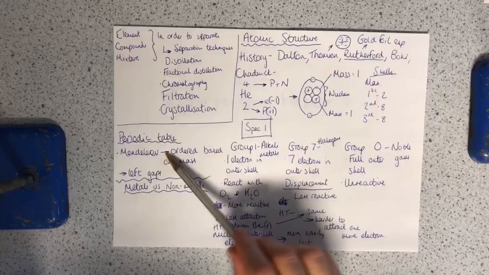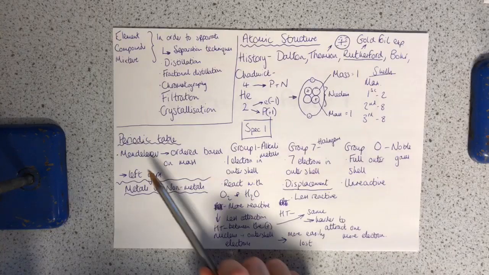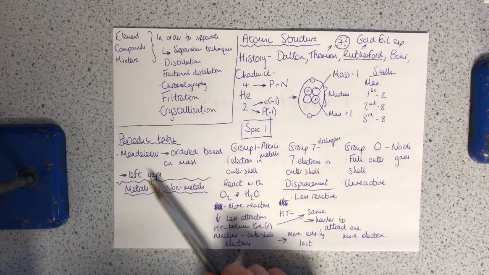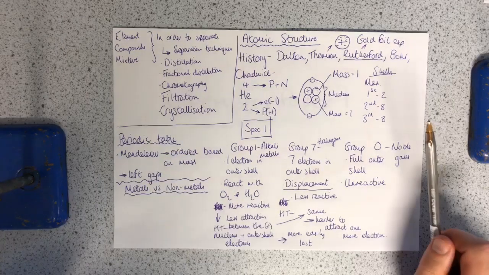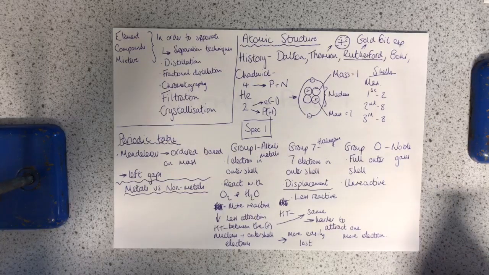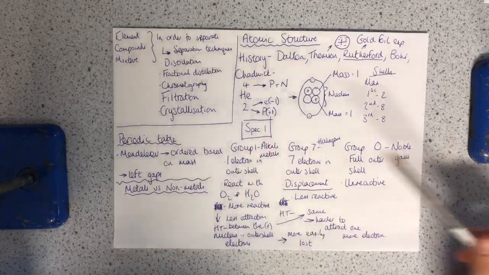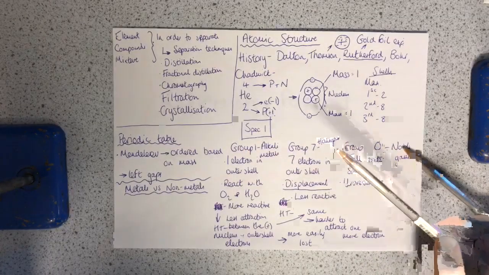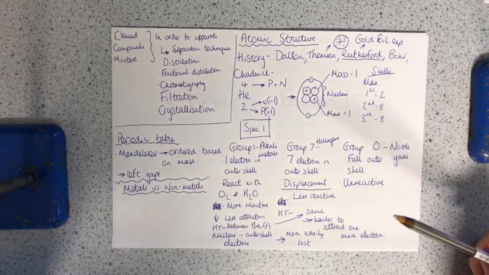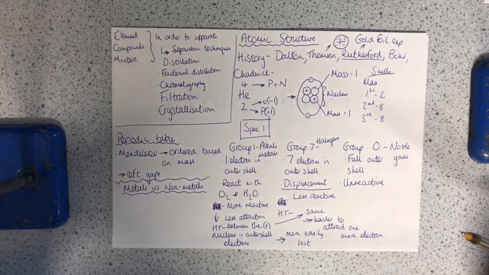Down here, we then moved on to the periodic table. You've got a scientist, Mendeleev, who ordered the elements based on masses, and he left gaps for elements, which is why his periodic table was the one that was then used. Then you've got your 3 groups on your periodic table: alkali metals, halogens, and noble gases. Group 7 has 7 electrons in its outer shell. Group 0 has a full outer shell.